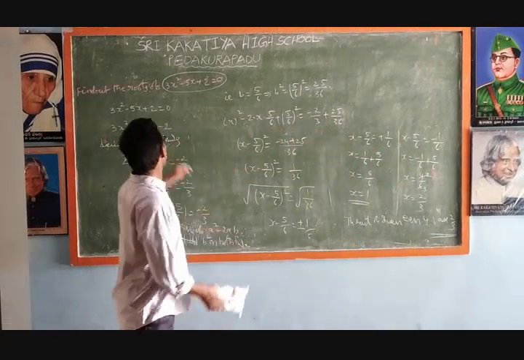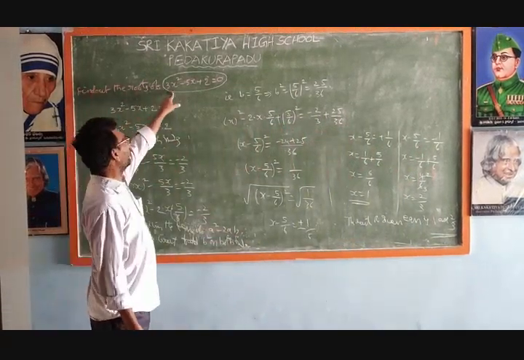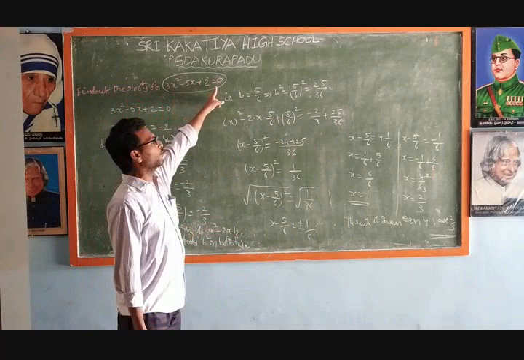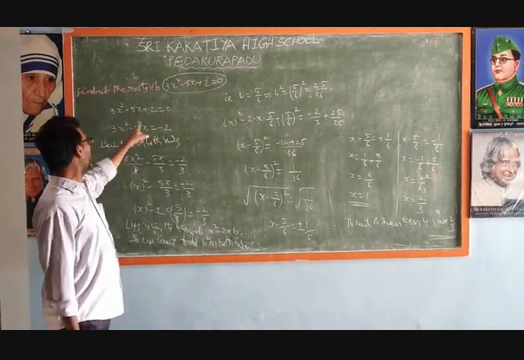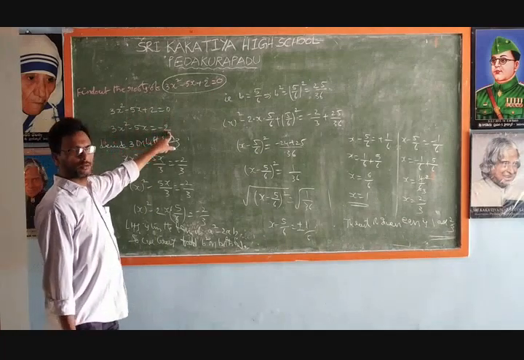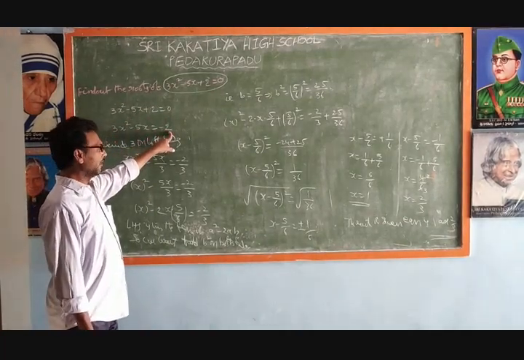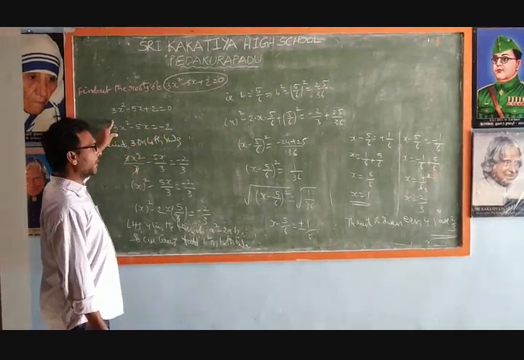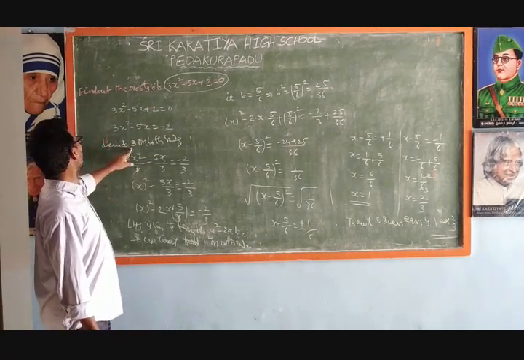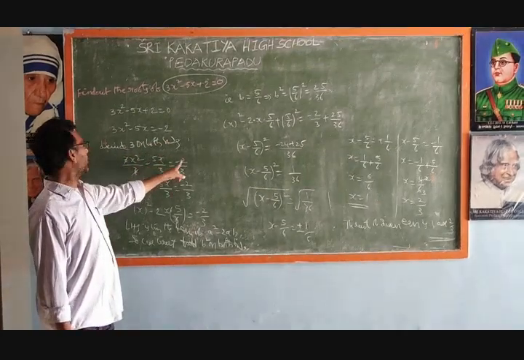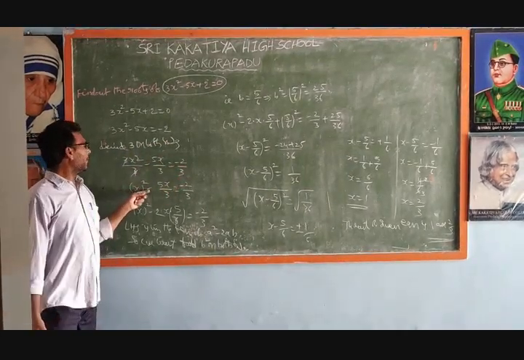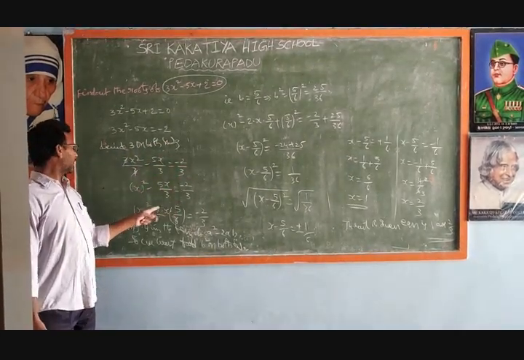Listen once more. Now we want to find the roots of 3x² − 5x + 2 = 0. 3x² − 5x = −2. Now we divide by a. What is a here? 3 is a. That's why we divide by 3 on both sides. 3x²/3 − 5x/3 = −2/3, so x² − 5x/3 = −2/3.